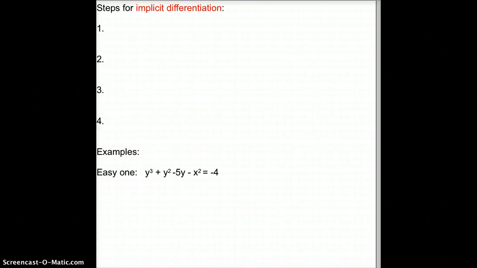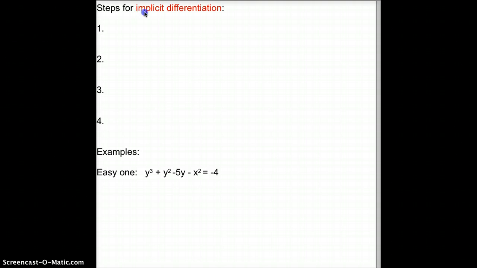In the second notes for section 2.5 on implicit differentiation, I'm going to give you the specific steps and then go through two examples. I'll also put a couple of the homework ones. I'll post those also. I'll maybe do those in a day or two so you have something to look at to see if you're doing them right.